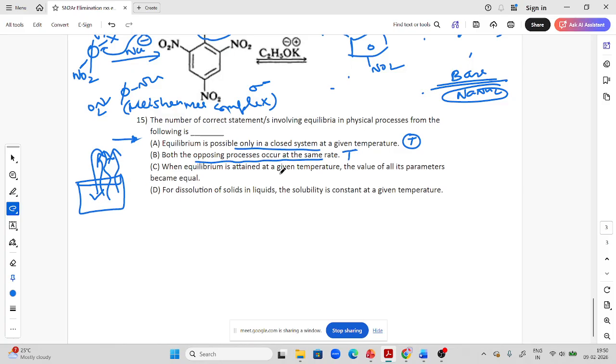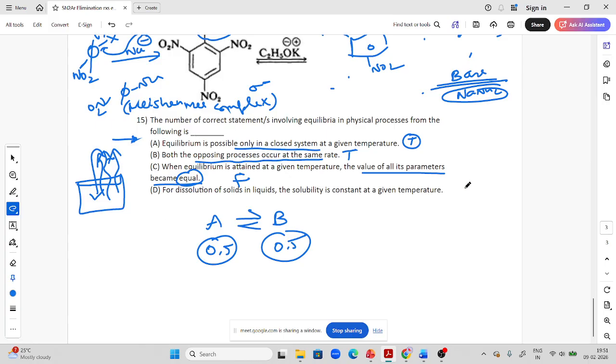When equilibrium is attained at a given temperature, the value of all its parameters become equal. Is this correct? Look at the words become equal. That means when I say A is in equilibrium with B, it should be 0.5 moles each. No, so this is false. This is true: for dissolution of solids and liquids, solubility is constant at a given temperature. That's correct.